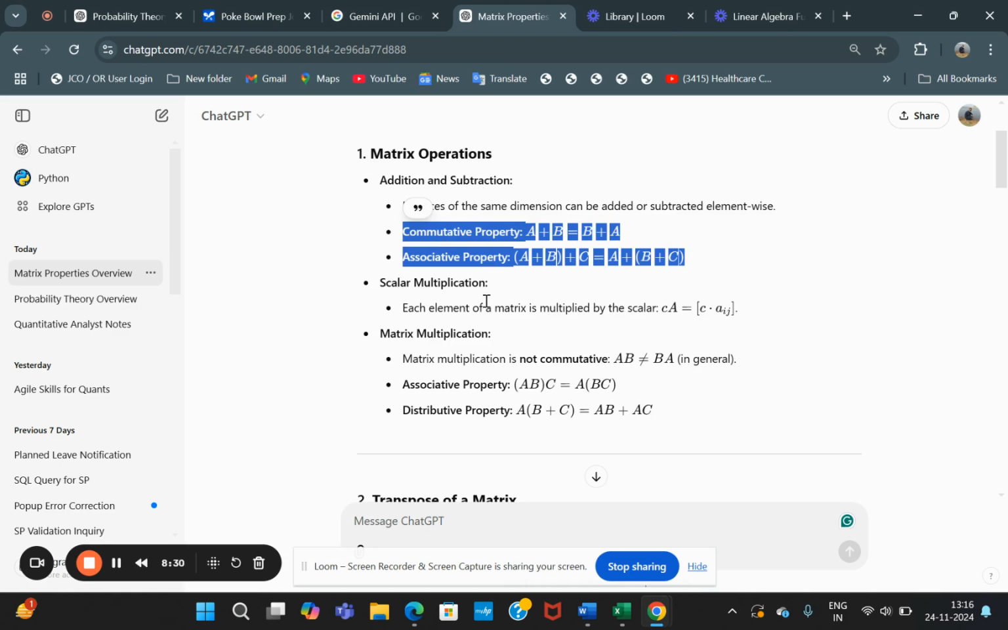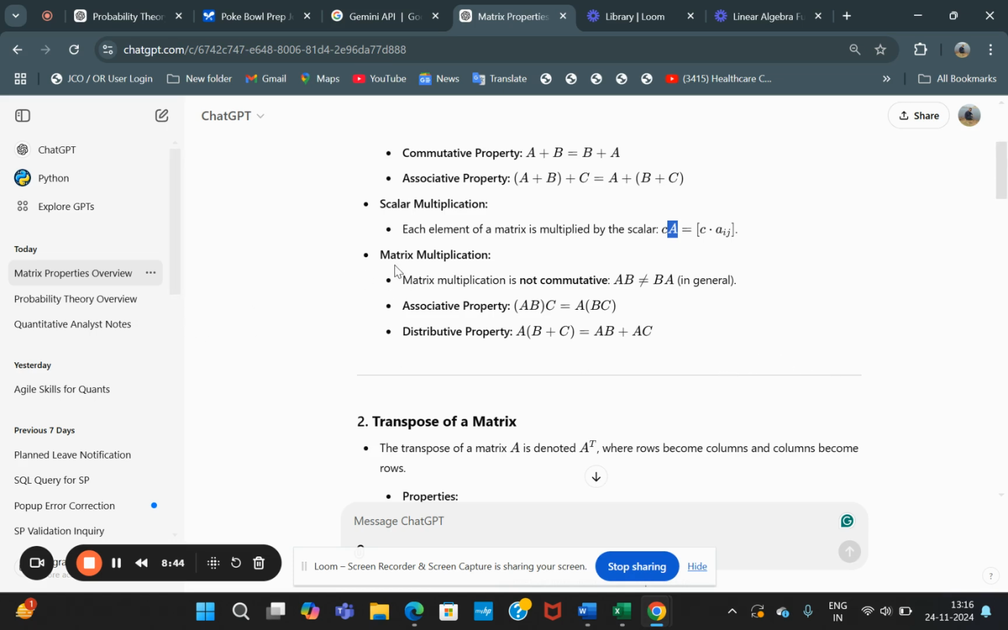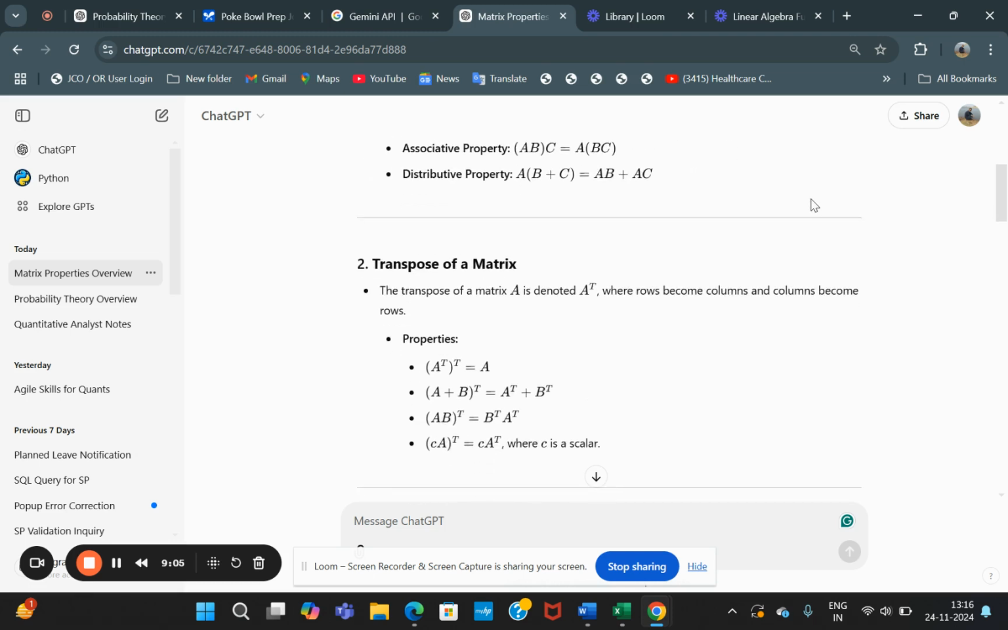And then the scalar multiplication of a matrix. If C is a constant and A is a matrix, then the product of C with each element is taken, so that functionality is also satisfied. And then we move to matrix multiplication. The commutative property is not satisfied in general: the matrix A into B is not equal to B into A. The associative property is satisfied: A into BC is equal to AB into C. The distributive property is also satisfied in matrices.